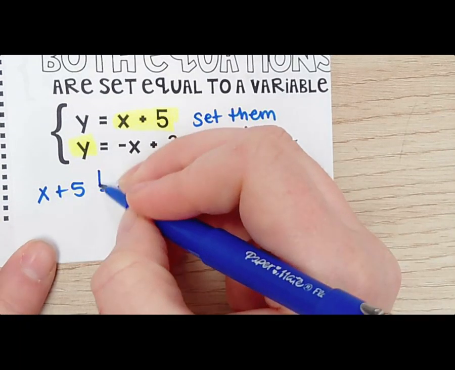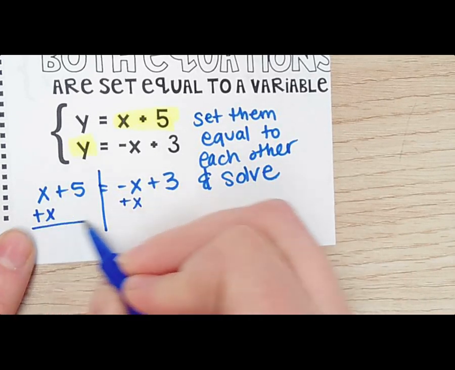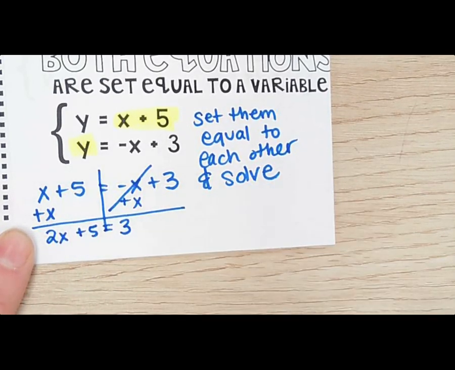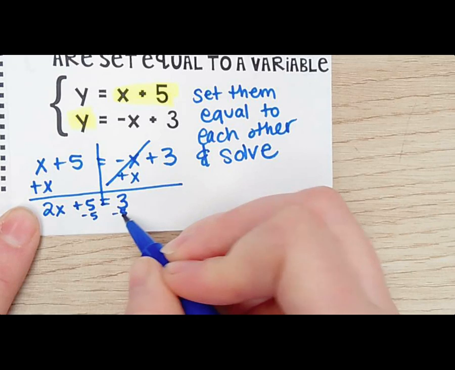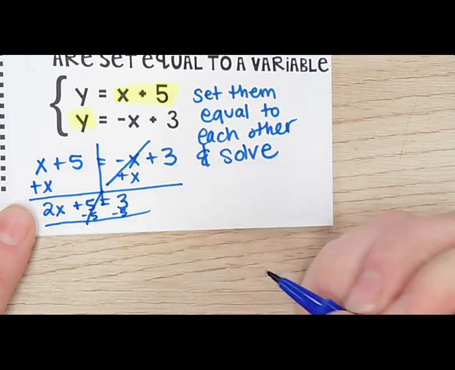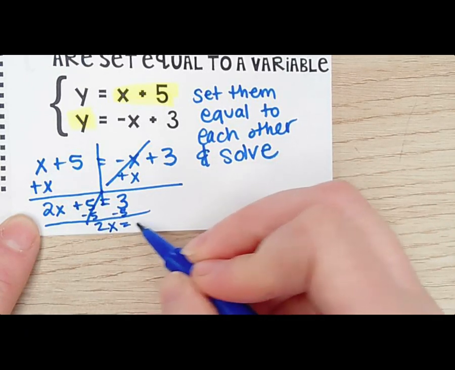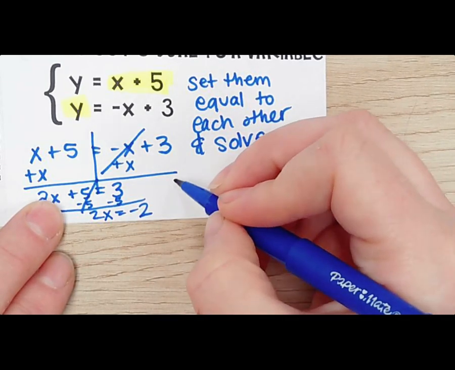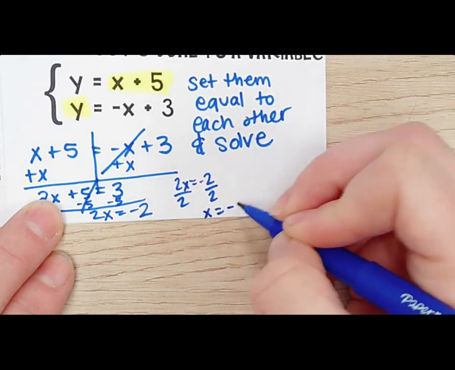So let's go ahead and solve it. So we need to do plus x to both sides. 2x plus 5 equals 3. Subtract 5. So 2x equals negative 2. Did we divide by 2 on both sides? I ran out of room. So x equals negative 1.